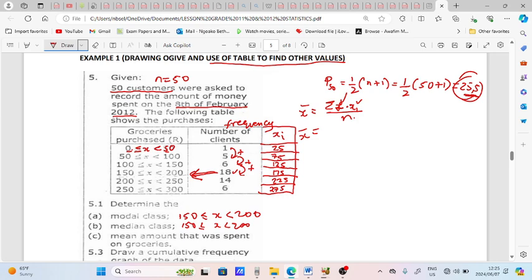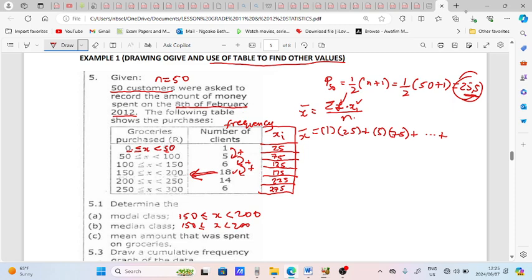Now, what is fx here? We'll say 1 multiplied by, what is the midpoint? 25. Plus, and then the second one, 5 multiplied by, what is the midpoint of 50 and 100? 75. So multiply by 75. Is that clear? Plus dot dot plus, because we'll be having that information on your answer sheet.